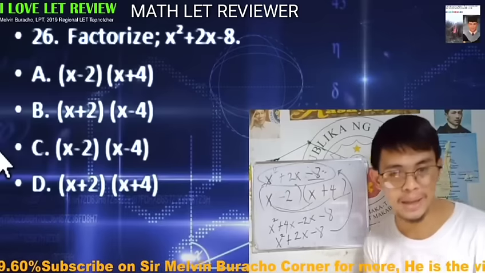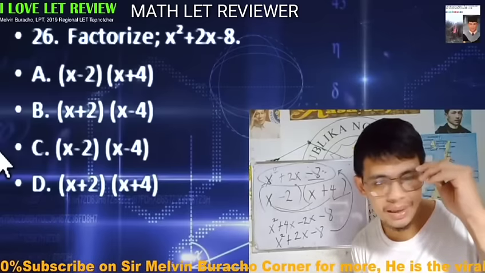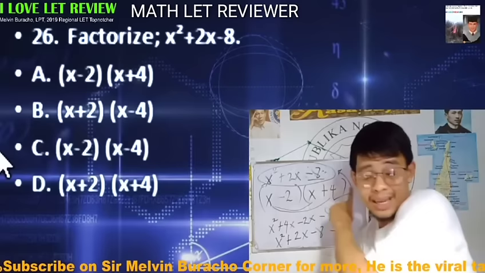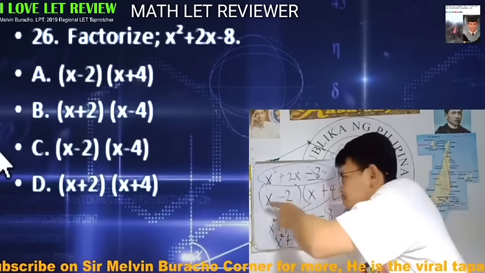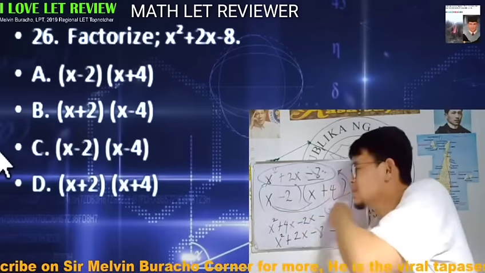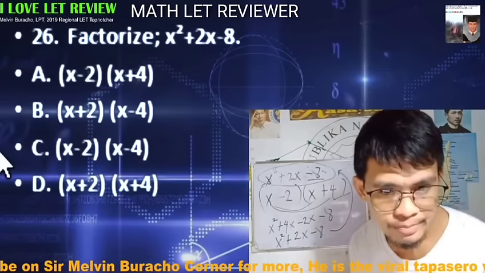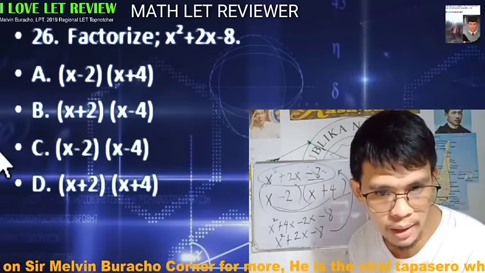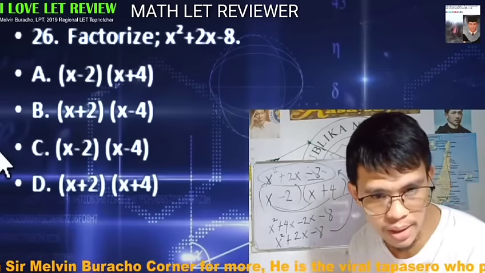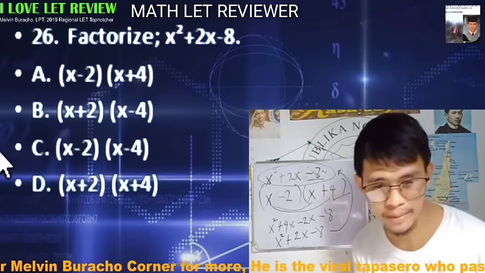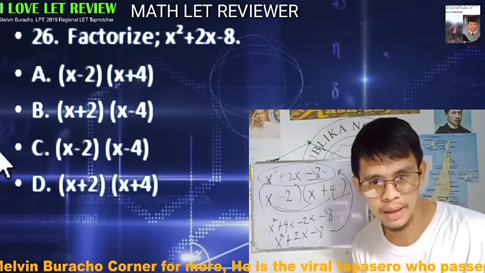Okay? So, the correct answer for number 26 is the quantity of x minus 2 times the quantity of x plus 4. Okay, so the correct answer is letter A. Number 26 is letter A.